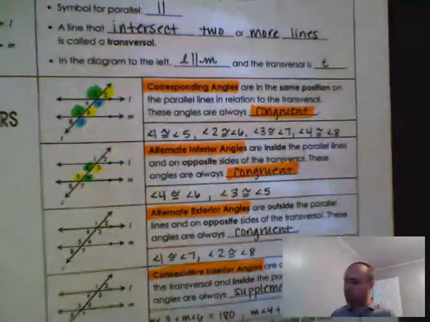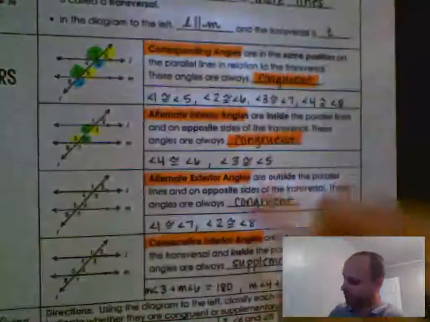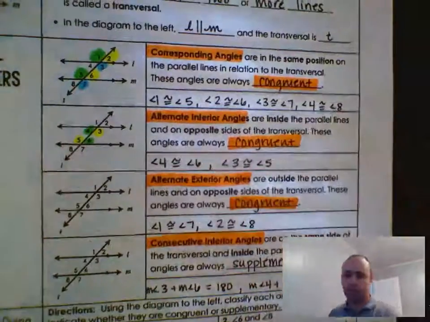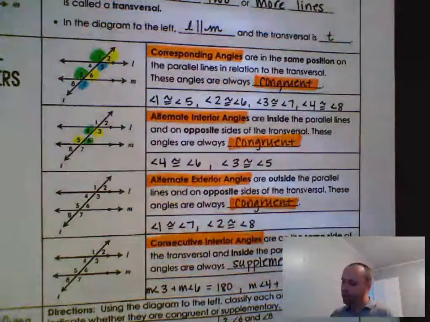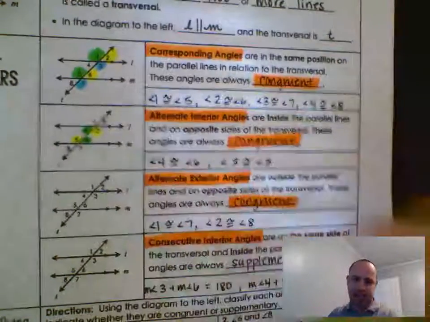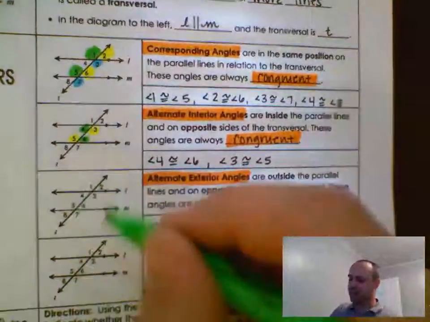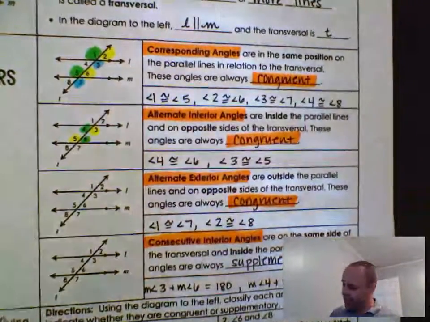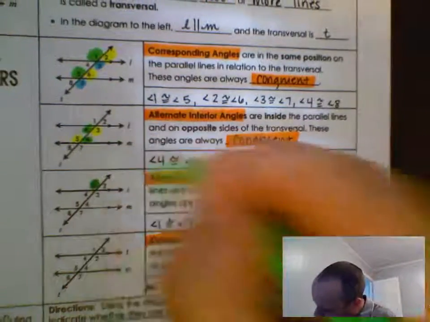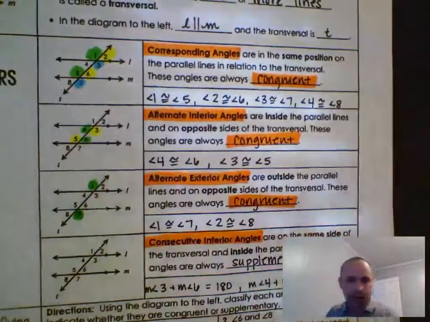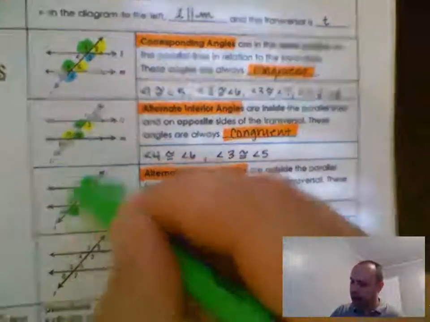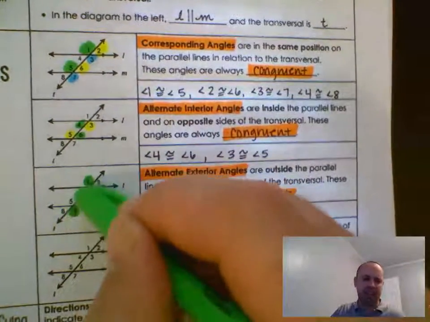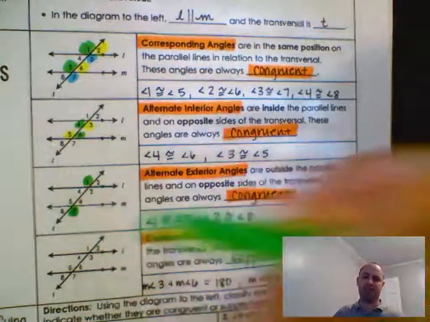So these angles are also congruent to each other. They are very similar to the alternate interior, but they're outside these two lines. Instead of interior, they're exterior. Angle number 1 and angle number 7 are alternate exterior. They're diagonal, they're opposite, but they're outside those two lines.